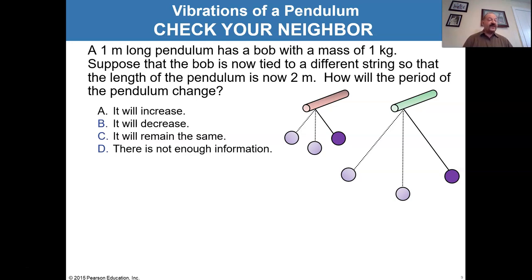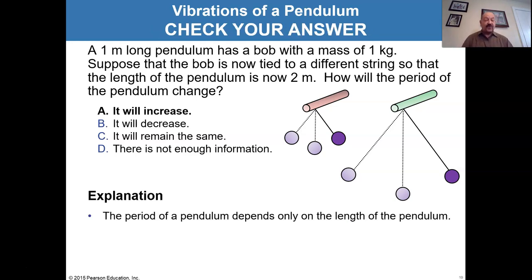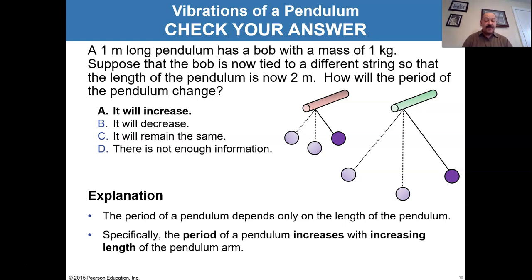Well, remember, the length of the pendulum will change the length of the period. It will take longer, so it will increase. So the pendulum's period definitely depends on the length of the pendulum. Specifically, the period of the pendulum increases with increasing length. So the amount of time to go forward and back to the original position will increase.